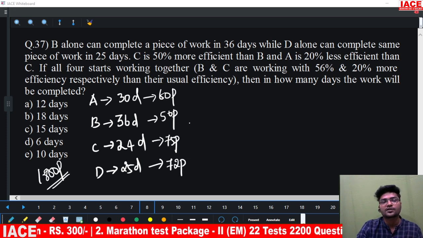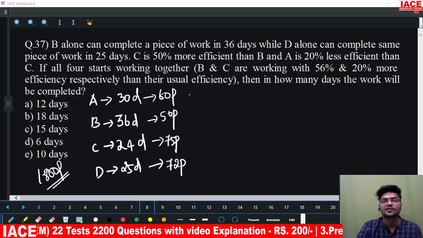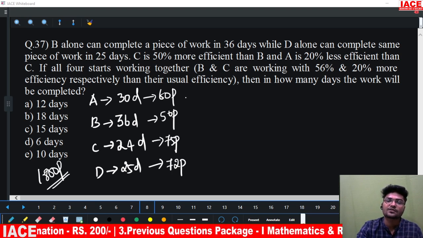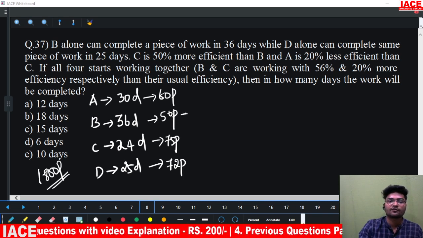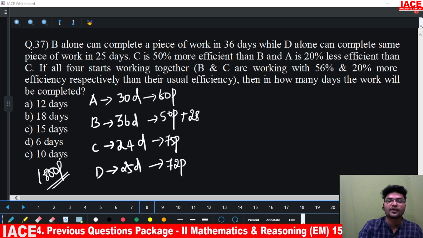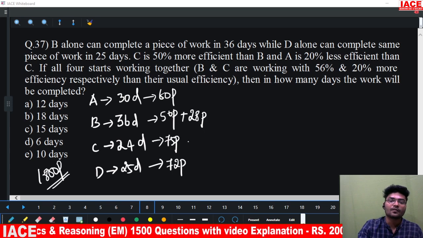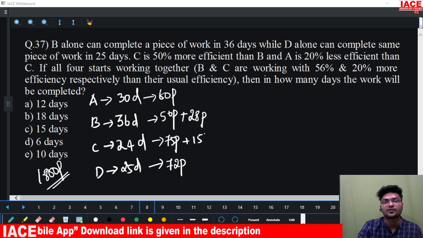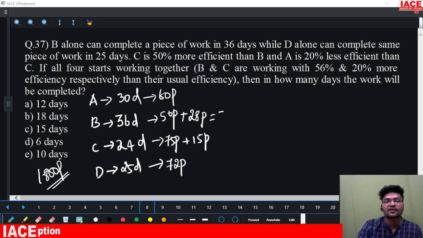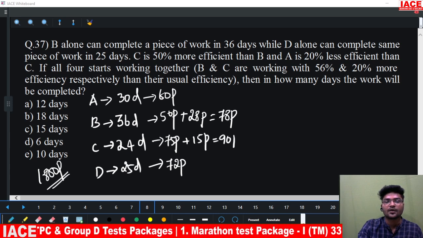Now, if all four start working together, in the bracket it is given B and C are working with 56% and 20% more efficiency. 56% more efficiency means it will make 28 parts more. Next, C is working with 20% more efficiency. 10% is 7.5, 20 means 15. So B is actually making 78 parts and C is actually making 90 parts.